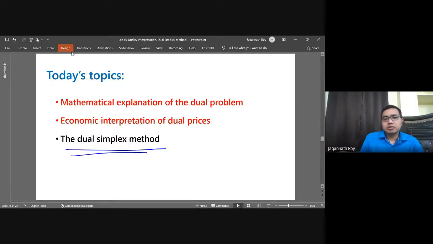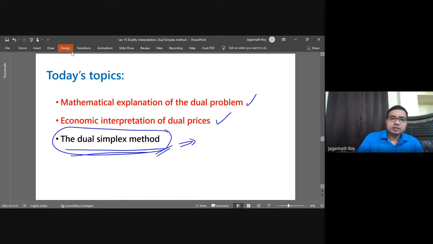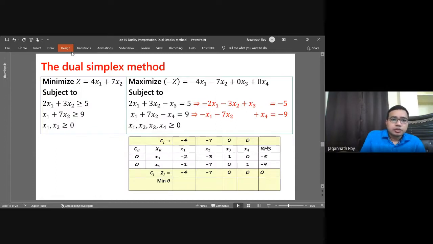So let us discuss with one example. These two topics are already discussed, so the remaining topic is this one. We'll discuss this problem with an example. So this is the given problem: minimize this function subject to these constraints. If you write it in maximization form, this will become -4 and -7.